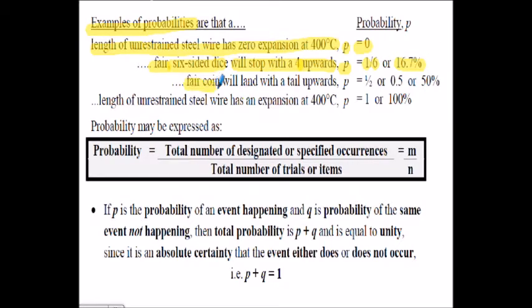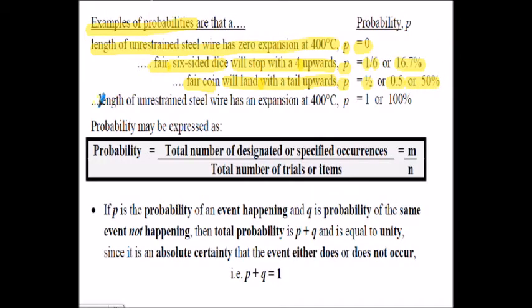Probability that a fair coin will land with the tail upwards. Probability here is a half. On a coin we have a head and a tail, so when we throw it the chance of getting the tail upwards is 1 upon 2, or decimal 0.5, or 50%.